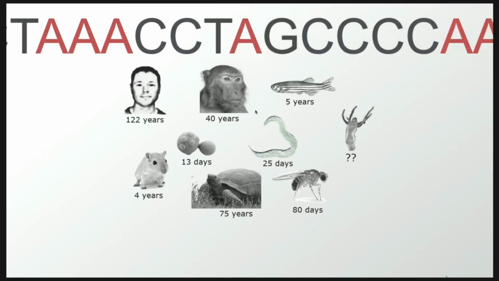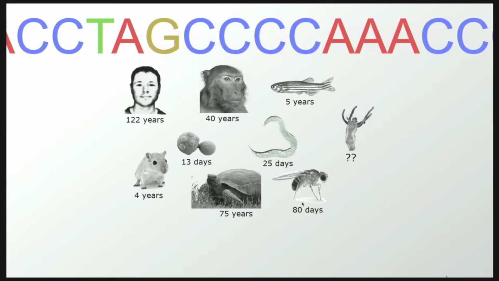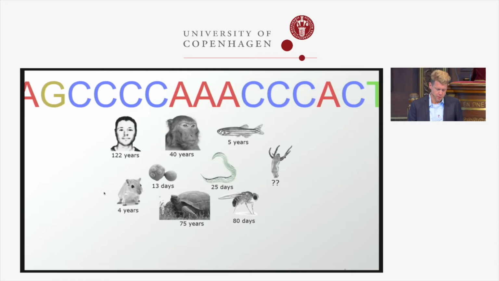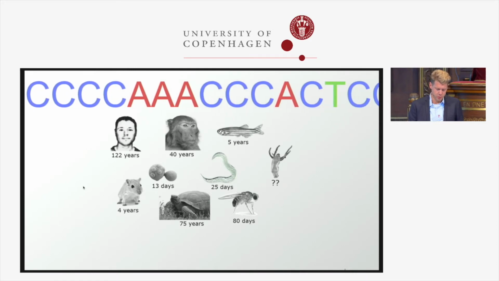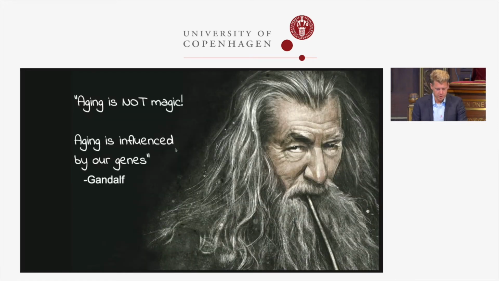Aging, of course, occurs in many different organisms. We study humans, mice, and fruit flies. Of course, the main difference between us and a mouse is our genomes. There are even certain organisms that don't seem to age. This is an animal called a hydra that has the same constant risk of dying as a 19-year-old human. So the point is that aging is not magic, it's a biological process and it's influenced by our genes. And we all remember this quote from Lord of the Rings.